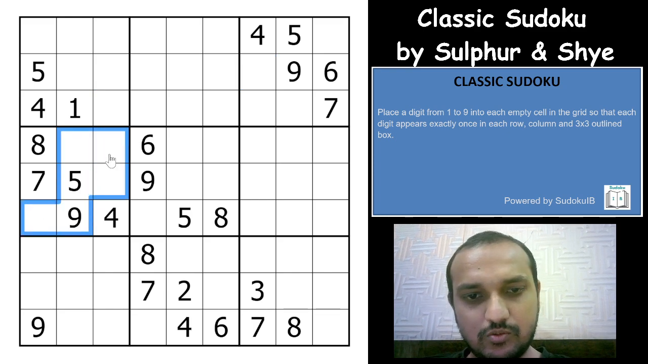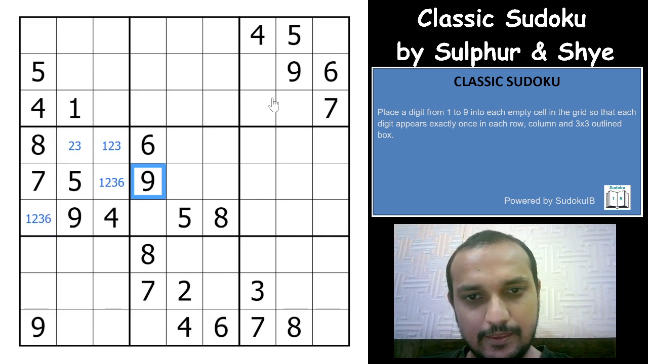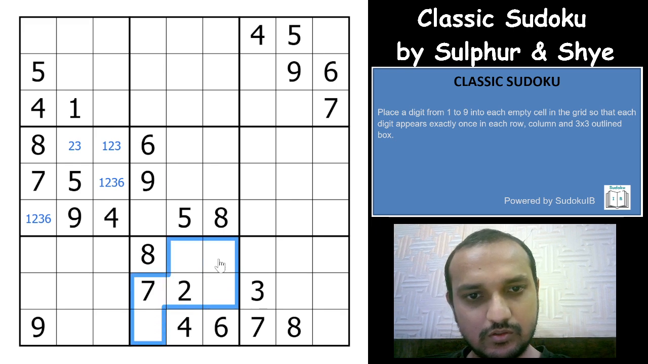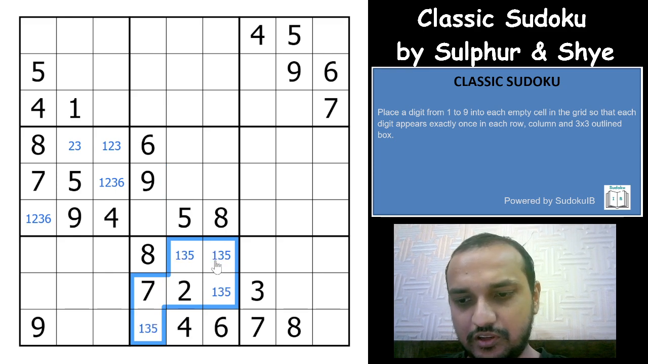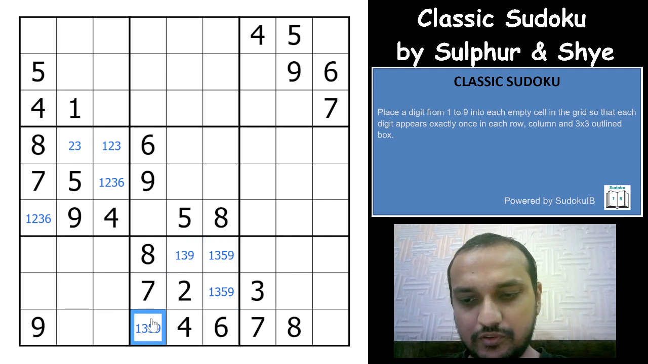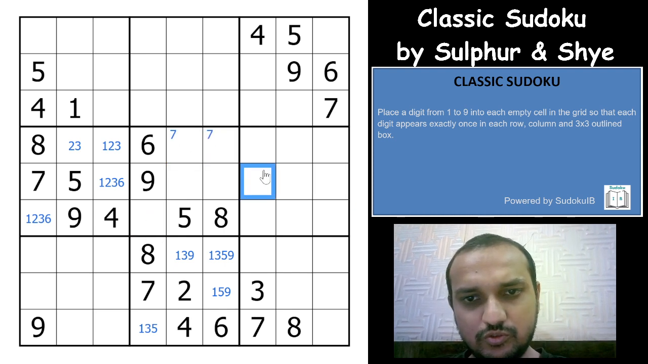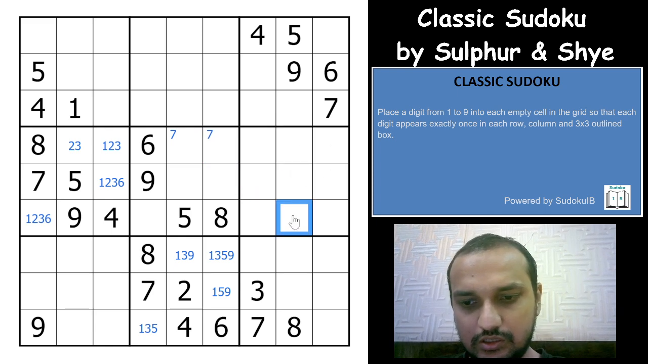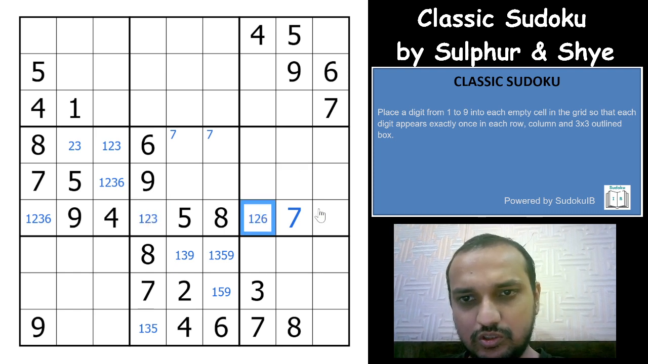You can write here 1, 2, 3 and 6. This cannot be 1, this cannot be 6. This is 1, 3, 5 and 9. This cannot be a 5, this cannot be a 9, this cannot be a 3. Seven is in one of these two cells. That gives you a 7 here. Amazing. So this is 1, 2, 3, 1, 2, 6 and 1, 2, 3.